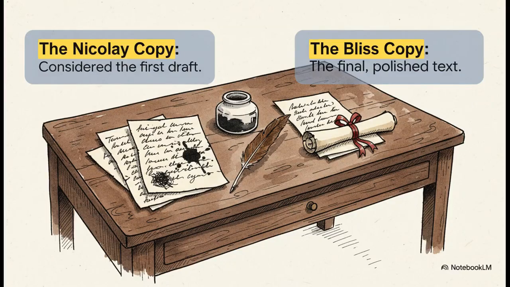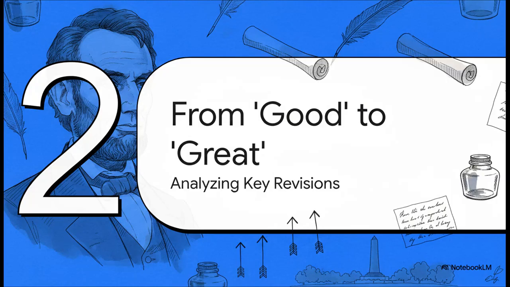Okay, so on one side, you've got what's called the Nicolai copy. This is pretty much considered the earliest draft we have. And on the other side, we have the Bliss copy. Now that's the polished final version. It's the one Lincoln himself signed off on as the official text. You know, the one we all had to memorize in school. All right, let's dive in.